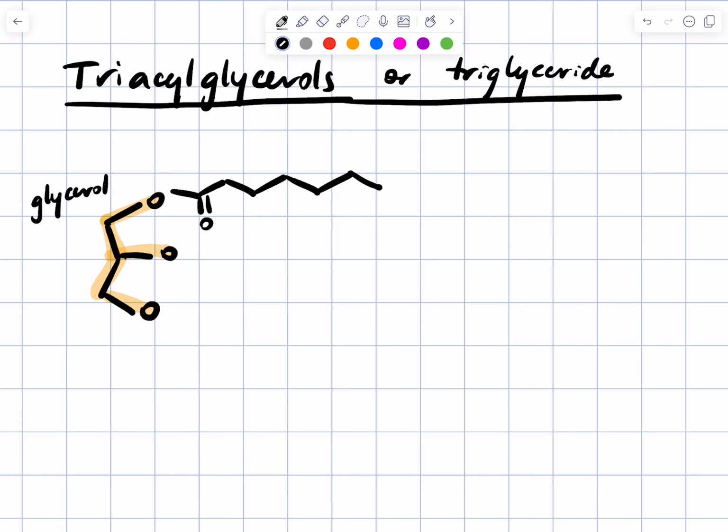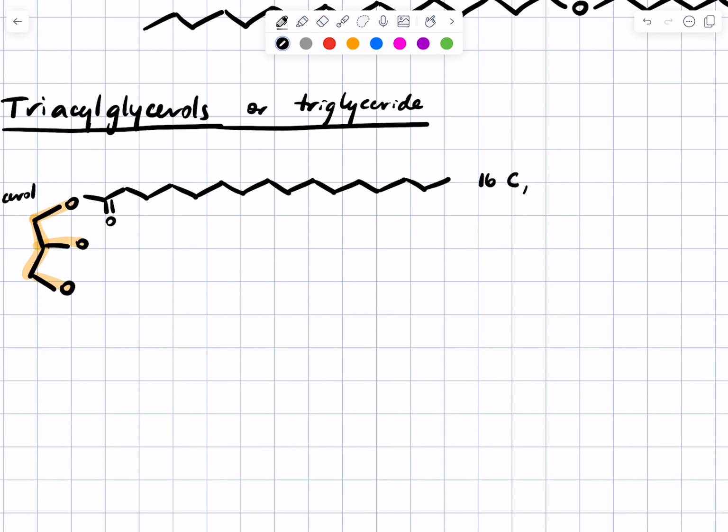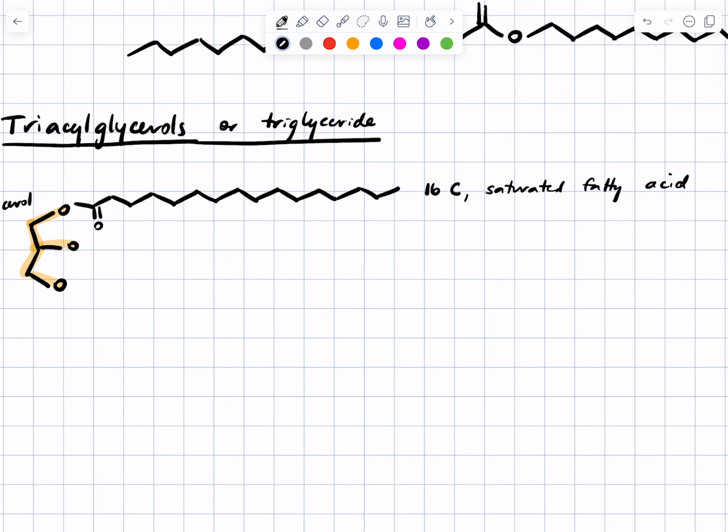And triacylglycerols differ in the composition of the long chain fatty acid. 2, 4, 6, 8, 10, 12, 14, 16, let's say. So that's a 16 carbon. We're going to call that a saturated fatty acid because it has no double bonds. Each carbon is completely saturated with carbon-carbon and carbon-hydrogen bonds.